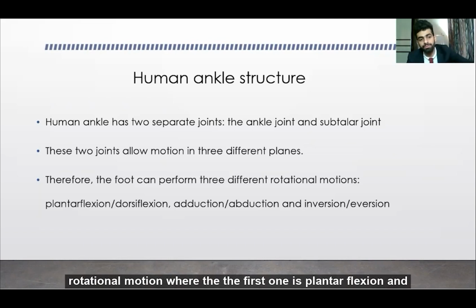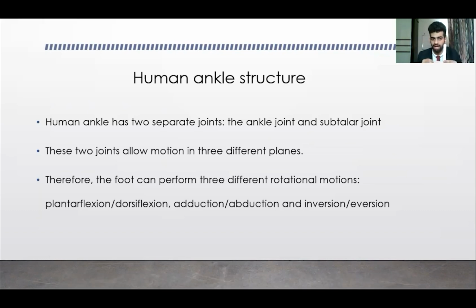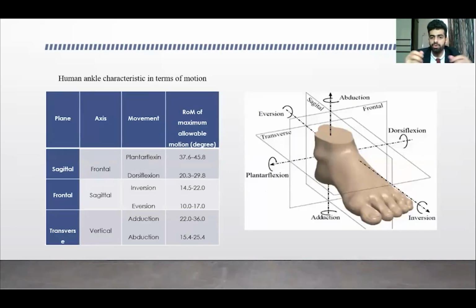Basically, it has 3 degrees of freedom. The first one is plantar flexion and dorsiflexion, the second is adduction and abduction, and the third is inversion and eversion. As we can see here, the figure shows the 3 different planes for the 3 different motions. For example, the first plane is the sagittal plane, and the movement for plantar flexion and dorsiflexion.